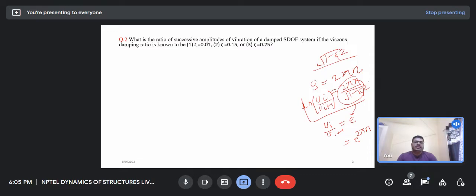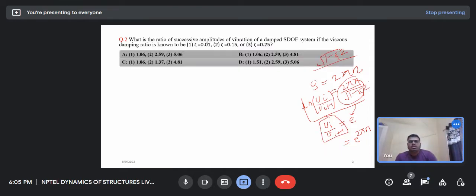So we have three damping values: 1%, 15%, and 25%. Can you calculate the ratio ui divided by ui plus 1? The options are there, A, B, C, D. Give it a try, the ratio of successive amplitudes. Here your n value is 1, because we have considered the number of cycles as 1.